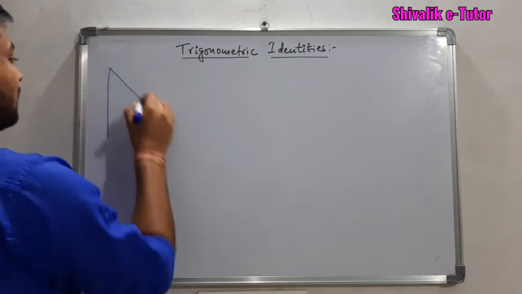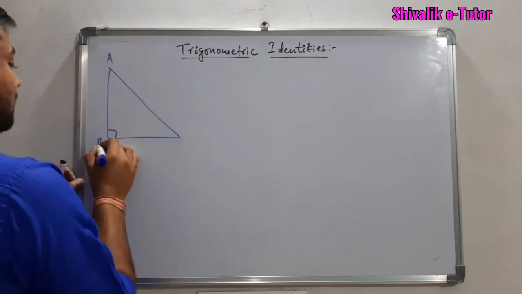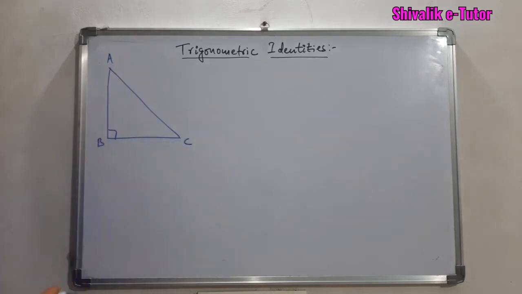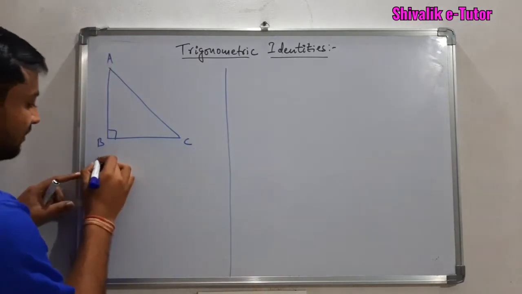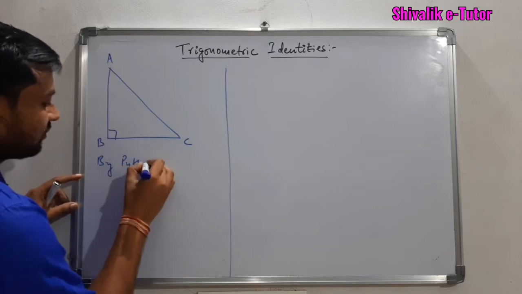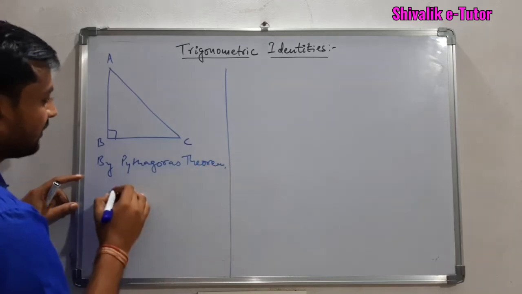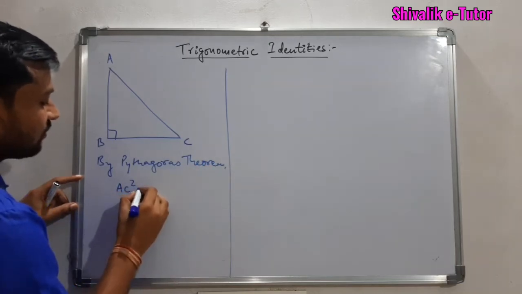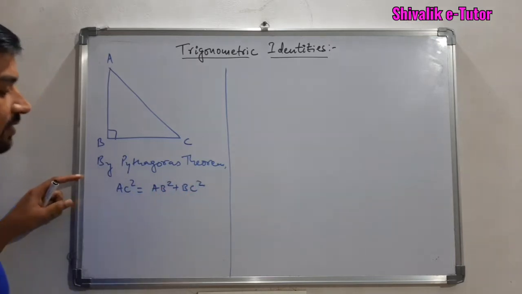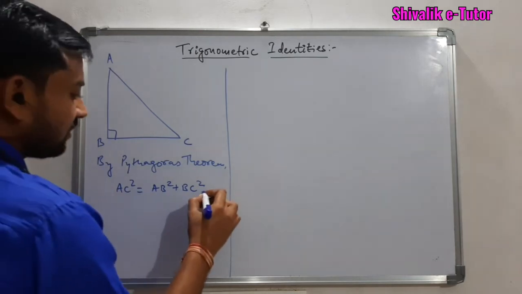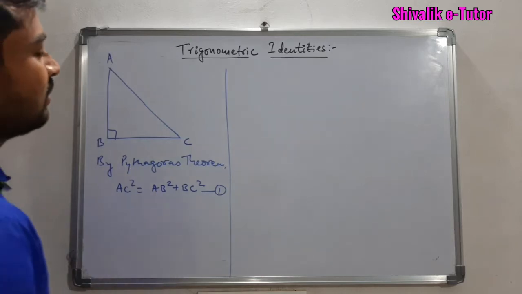For that reason we have to take one right angle triangle here. Let me take a right angle triangle ABC, which is right angled at B. Now, by Pythagoras theorem, we can write the hypotenuse square, meaning AC square, is equal to AB square plus BC square. This is the relation we are getting by using Pythagoras theorem. Let me call this equation 1.